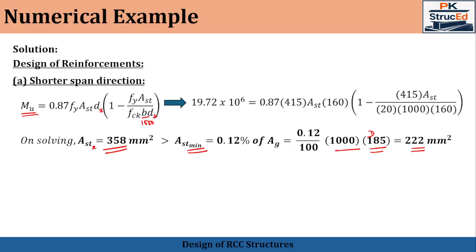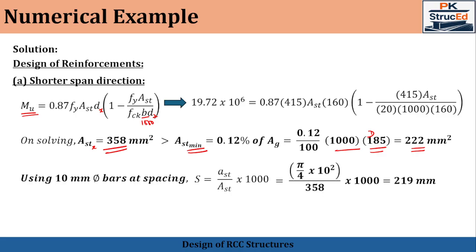So assuming a suitable bar diameter, we can calculate the appropriate spacing for that bar. So using the bar diameter we already assumed as 10 mm, the spacing of the bar will be calculated by using the relation area of one bar divided by area of the steel required into 1000. We'll get the spacing as 219 mm.